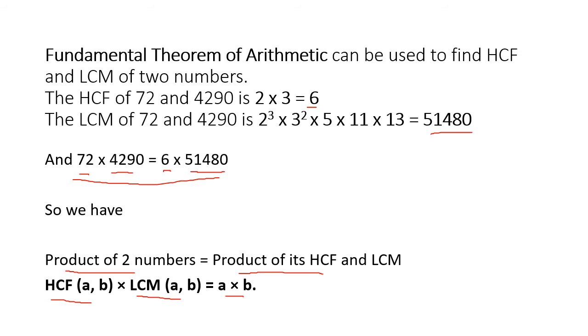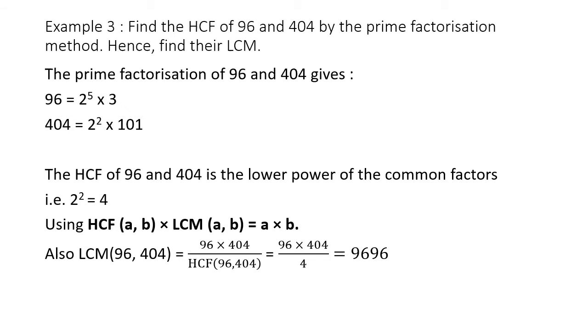So if you can find the HCF of two numbers, then using this formula you can also find out the LCM. Or if you know the LCM of two numbers, using this formula you can find out the HCF. Right? So let us see how it is done. Here we are given two numbers, example 3. First, you have to find the HCF of 96 and 404. By which method? The prime factorization method.